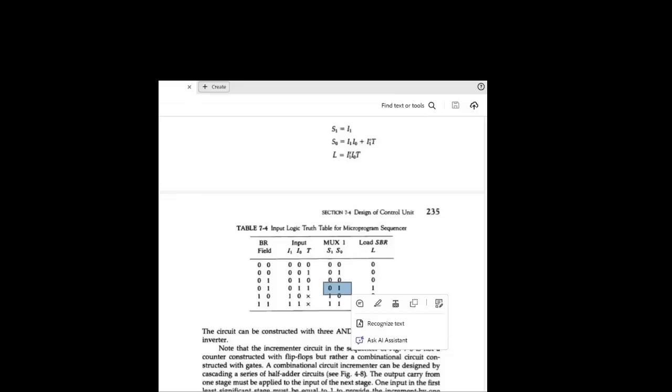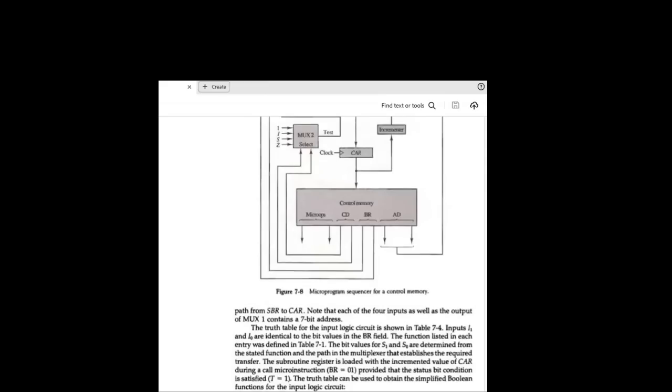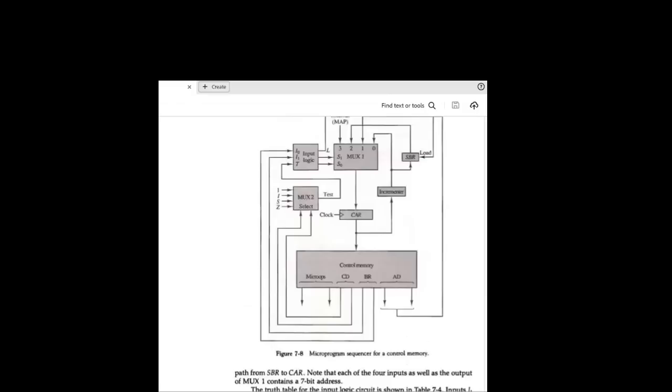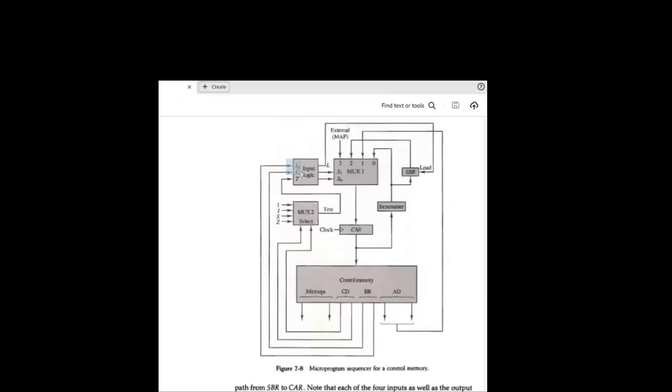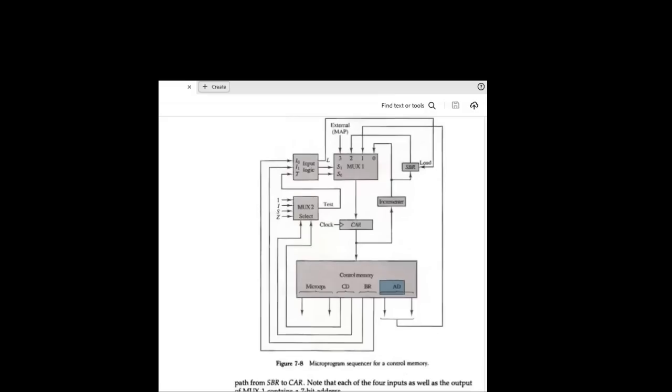So 0, 1 again is what? Address. So look over here. When I0, I1 is call, that is 0, 1, and test is also true, when test is true, what should be transferred to CAR? This address. This address should be transferred as well as SBR should be loaded. Okay, what will SBR be loaded with? SBR will be loaded with the next address. And this AD will be transferred to CAR. Fine. Now, moving to the next one.